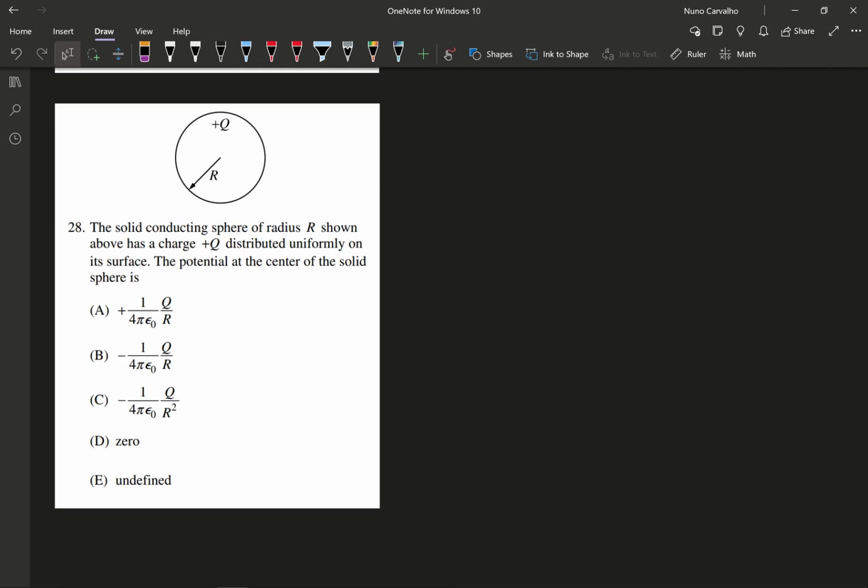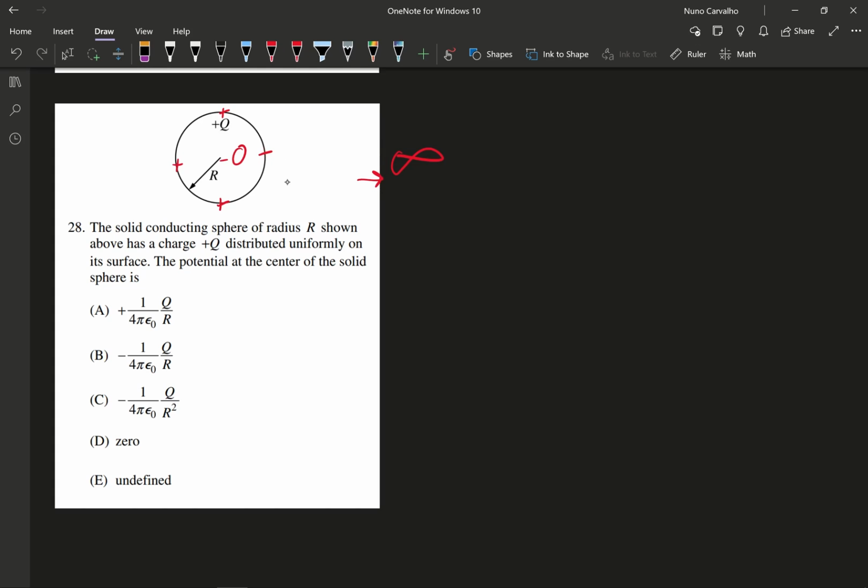Number 28, we're told that the solid conducting sphere of radius r shown above has a charge of plus q distributed uniformly on its surface. The potential at the center of the sphere is, well, if it's a conductor, that means that its charge is going to be out here on the surface, and also that there's basically no change in voltage as we're going across the conductor. Again, this is a very important property of conductors, that the voltage change is 0 and the electric field is 0 as well. And so that means that really the voltage that we need to be thinking about, which is with respect to out towards infinity, is going to be caused by the electric field that's right here.